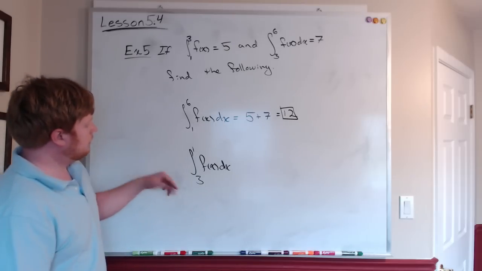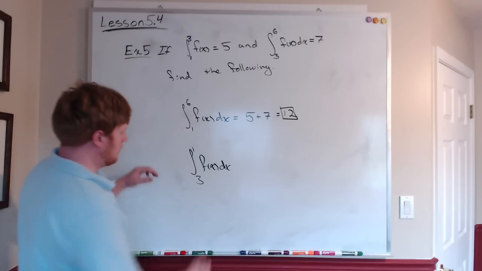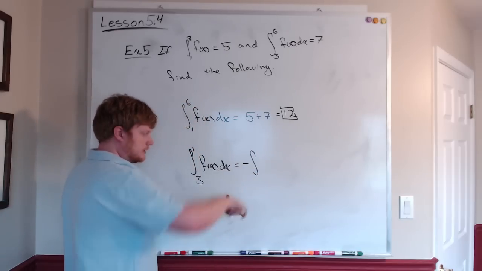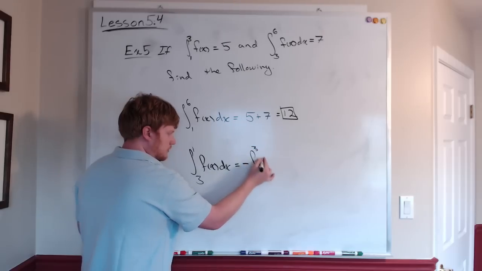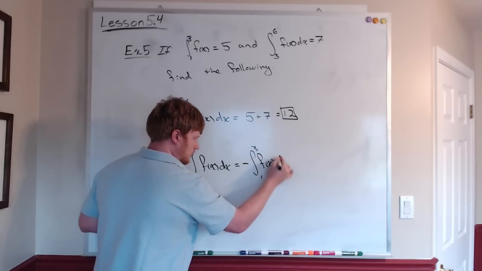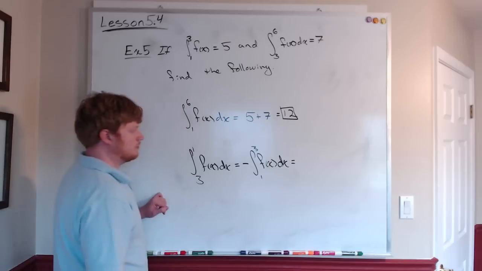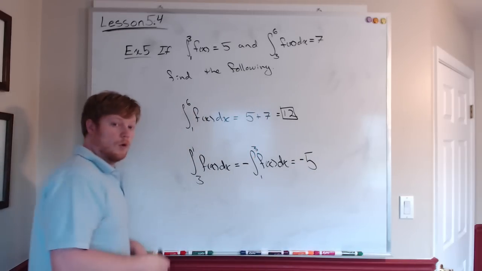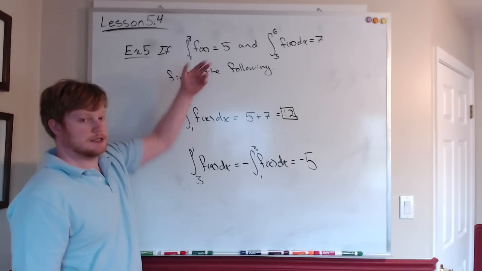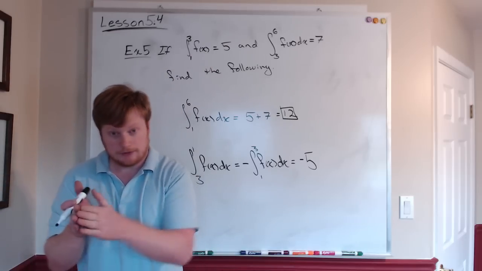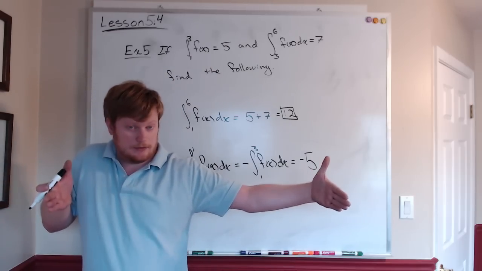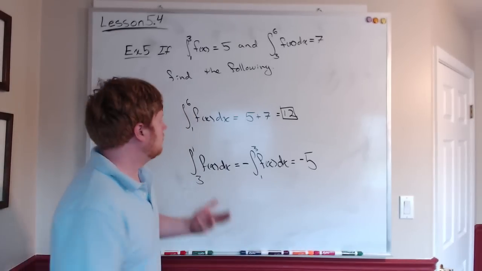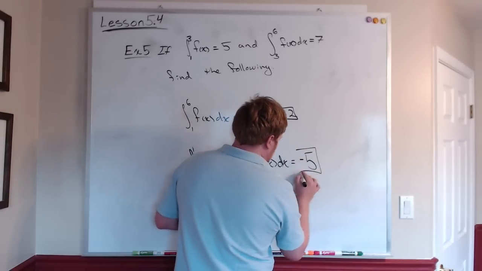The integral of f of x from 3 to 1. Well, remember we said there was a property that said the negative integral allows me to switch my bounds. So basically I'm getting -5. Or we could think about it as if the area integrated from left to right of a given interval is 5, then the integral from right to left is the negative of it.